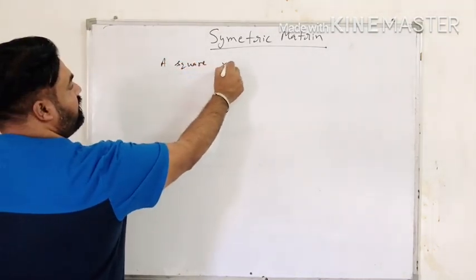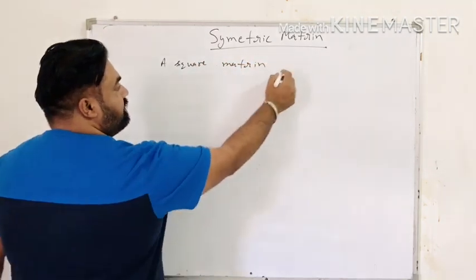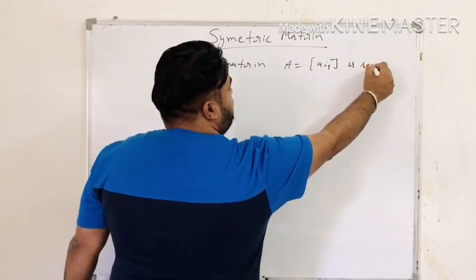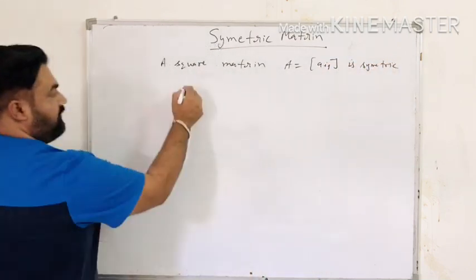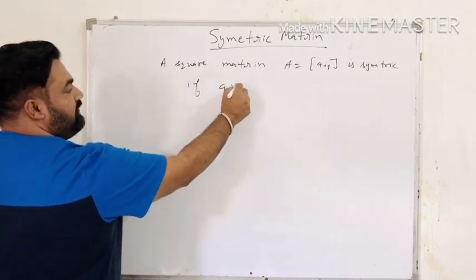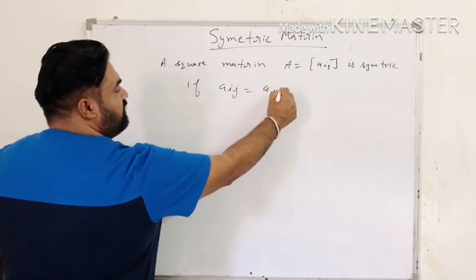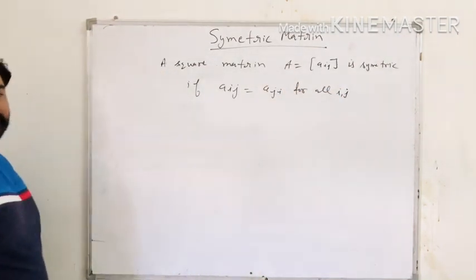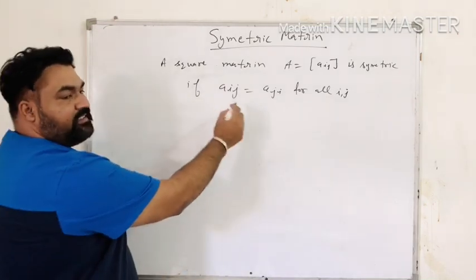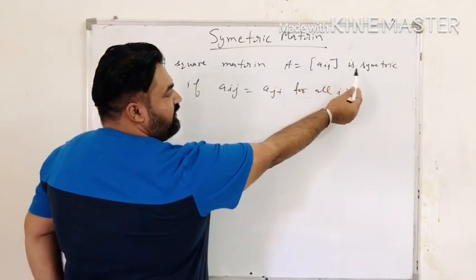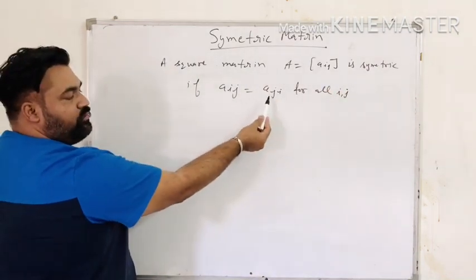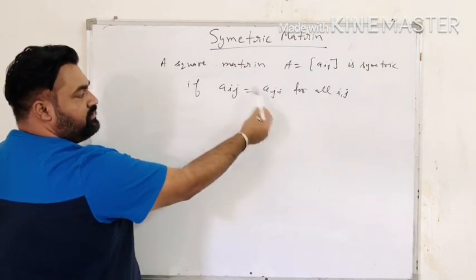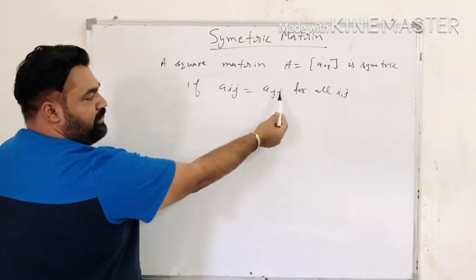A square matrix A equals [Aij] is symmetric if Aij equals Aji for all i, j. I repeat, a square matrix A equals [Aij] is symmetric if Aij equals Aji. I means rows, J means columns, and this interchanges so that I becomes J and J becomes I.